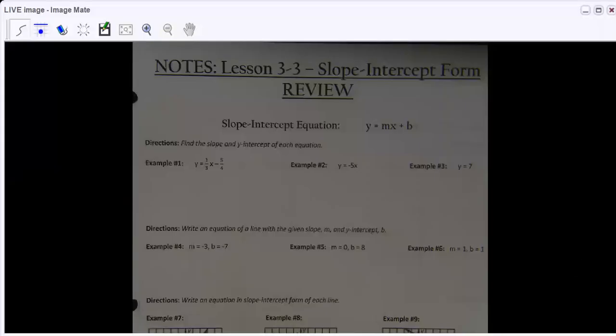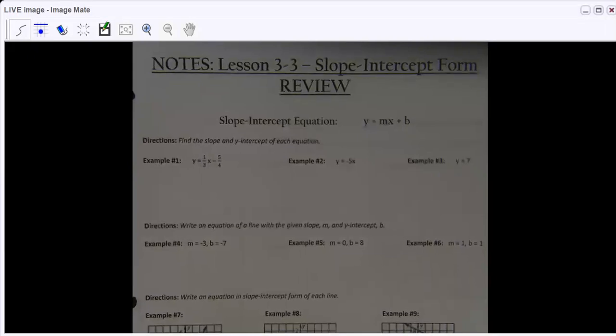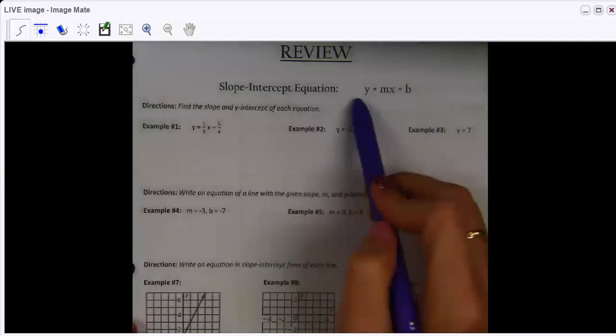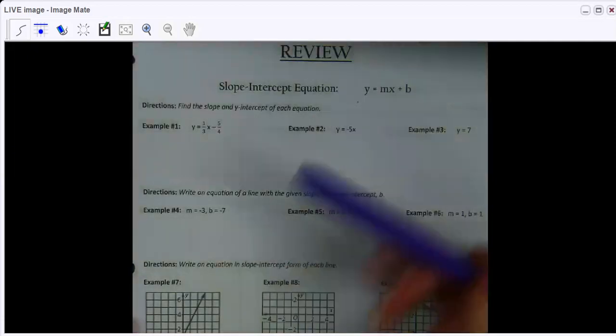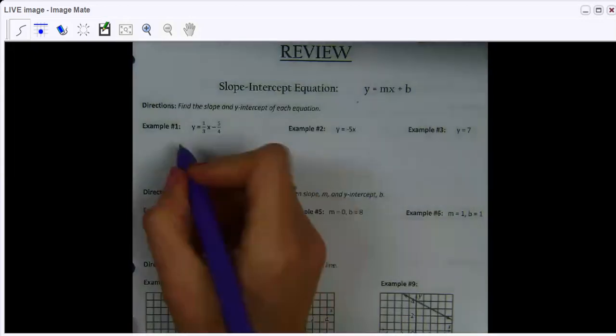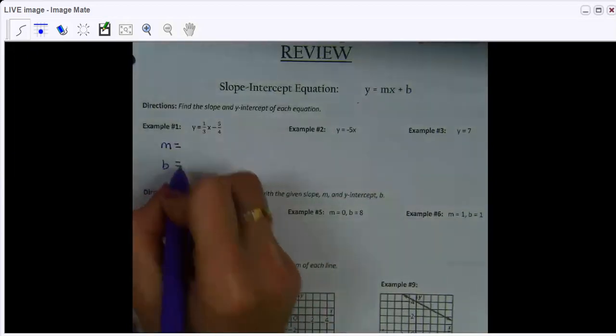All right, so we're reviewing lesson 3-3. This is about the third time. Slope intercept form. It should be very much of a review. So remember slope intercept form is y equals mx plus b. And so in these first three problems, all you're going to do is write down what the slope is, which is m, and what the y-intercept is, which is b.